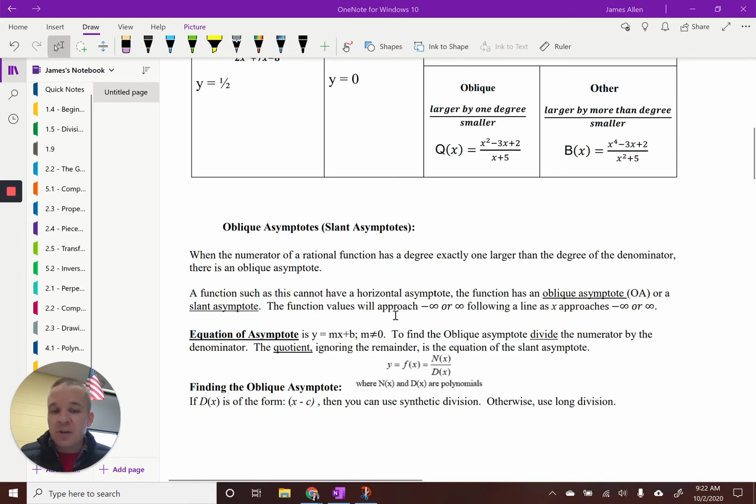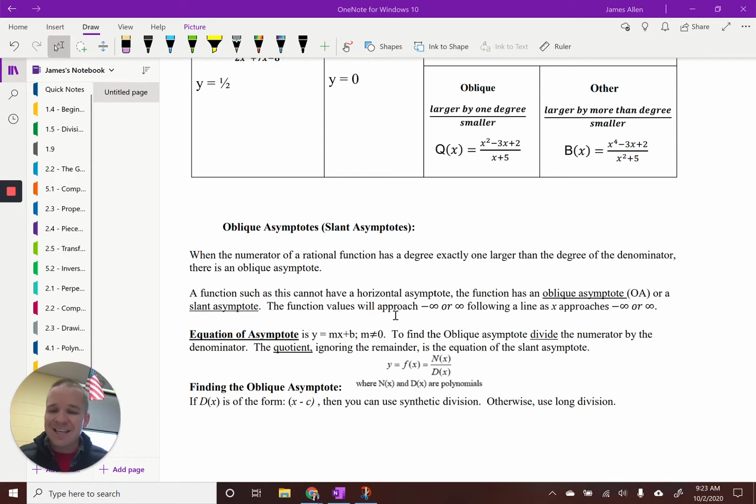So the function values will approach negative infinity or positive infinity following that line as x approaches negative infinity or positive infinity. So the equation of this asymptote is actually the equation of a line, y equals mx plus b, but our slope is not going to equal 0, right? Because if it was 0, then it's just horizontal, and we're back to horizontal asymptotes. So we're going to have some kind of a slope there.